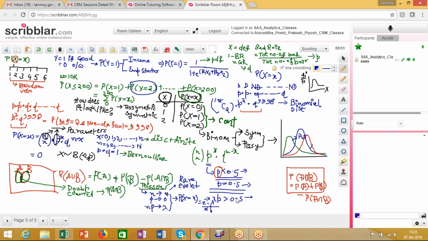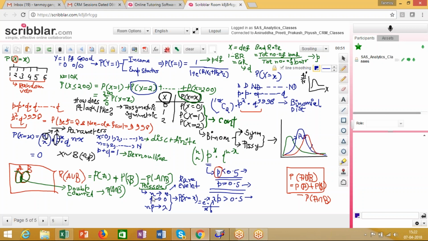Now, coming to the next part. These are the three broad discrete distributions that we will study. First, starting off with the Bernoulli distribution. The Bernoulli distribution is a characteristic of a specific trial which has some probability of success and some probability of failure.